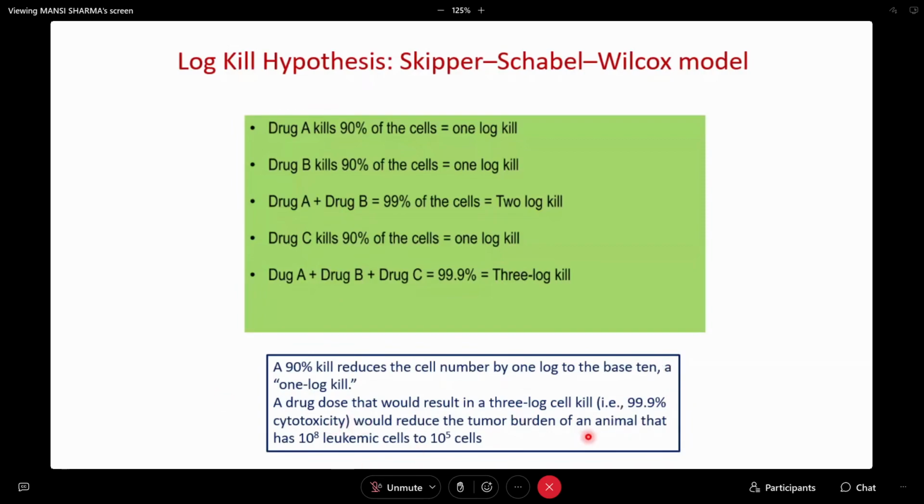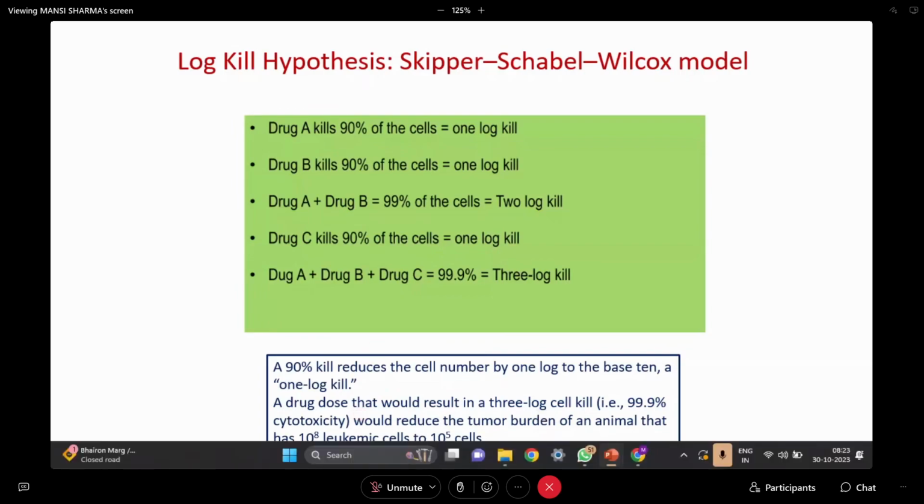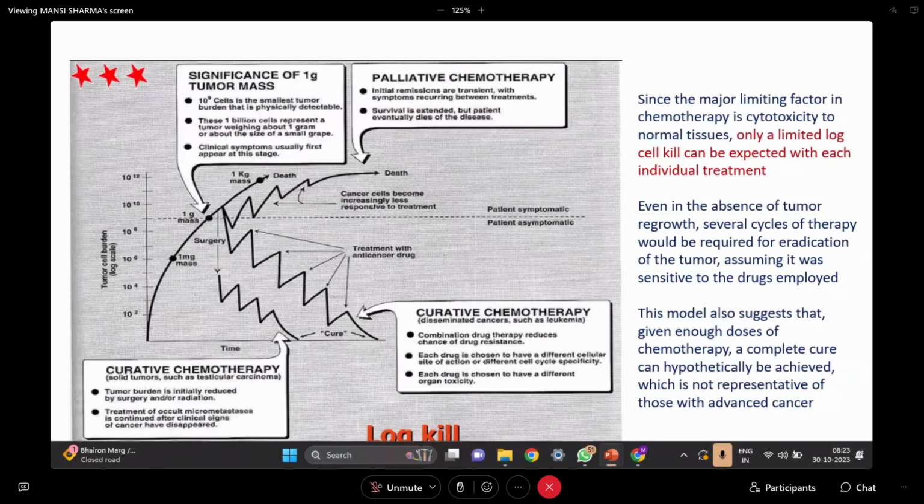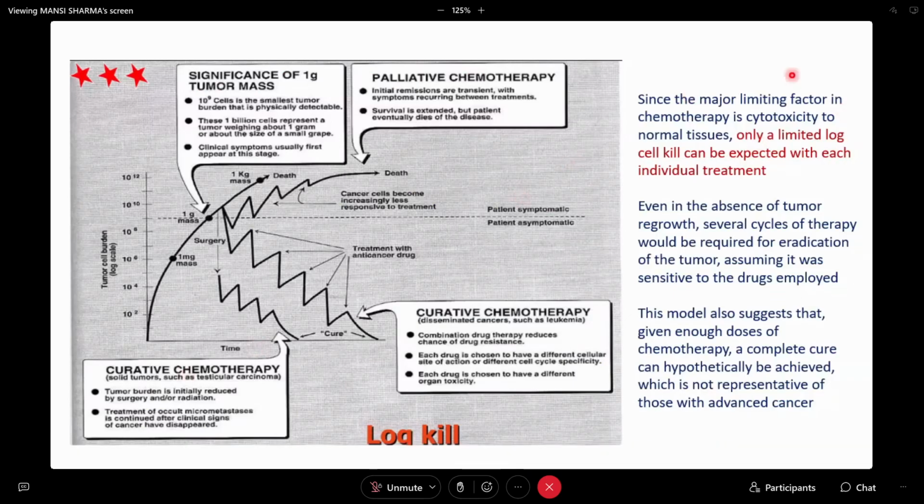A drug dose that would result in a 3 log kill, that is 99.9% cytotoxicity, would reduce the tumor burden of an animal, that is 10 power 8 leukemic cells, to 10 power 5. A 99.9% kill does not mean that the tumor is eradicated. So building on this, they said that since a major limiting factor in chemotherapy is cytotoxicity to normal tissues, only a limited log cell kill can be expected with each individual treatment.